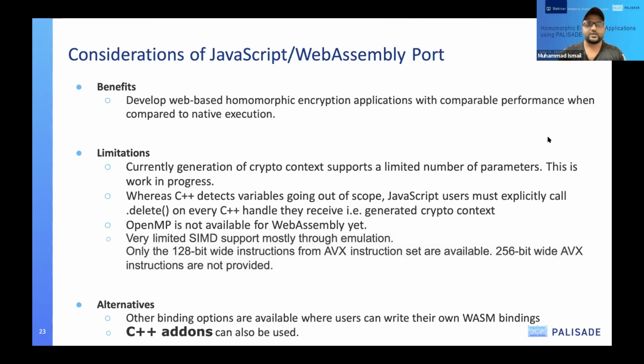What are the alternatives for Palisade WASM? Other binding options are also available, where users can write their own bindings. For example, C++ add-ons are available, where you can use the native API or simply dynamically link the C++ code with JavaScript.